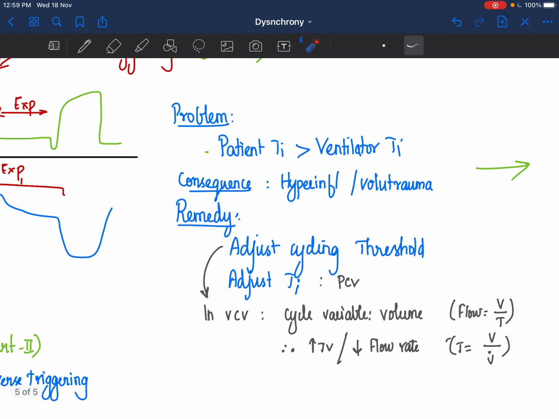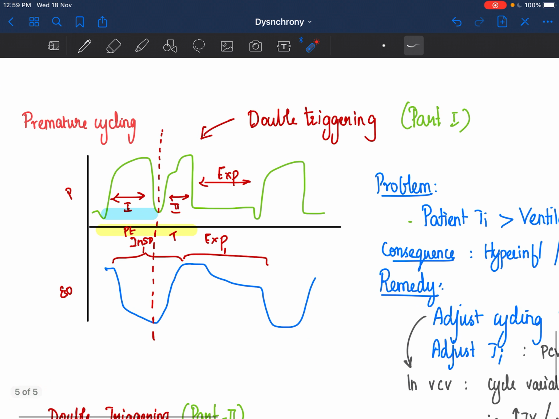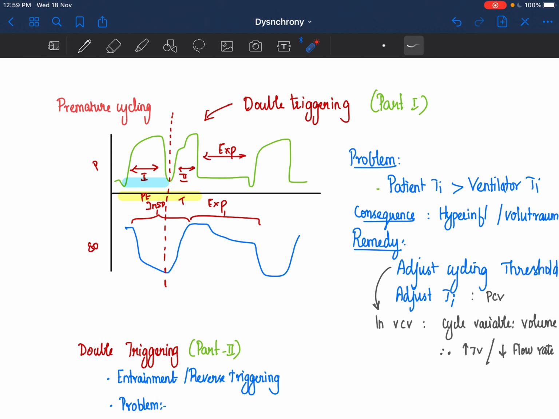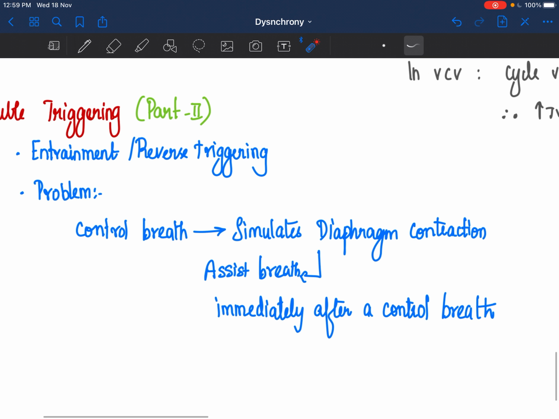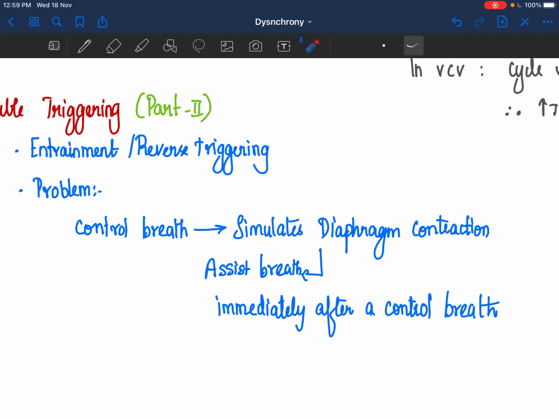If it's pressure control ventilation, you can directly increase your inspiratory time. If it's volume controlled ventilation, similar to what we discussed earlier, time is volume by flow. So if you either increase the tidal volume or decrease the flow rate, the patient can take a longer duration of breath. So this is one form of double triggering, or a common form of double triggering, premature cycling, that you see. Another is called reverse triggering or entrainment.